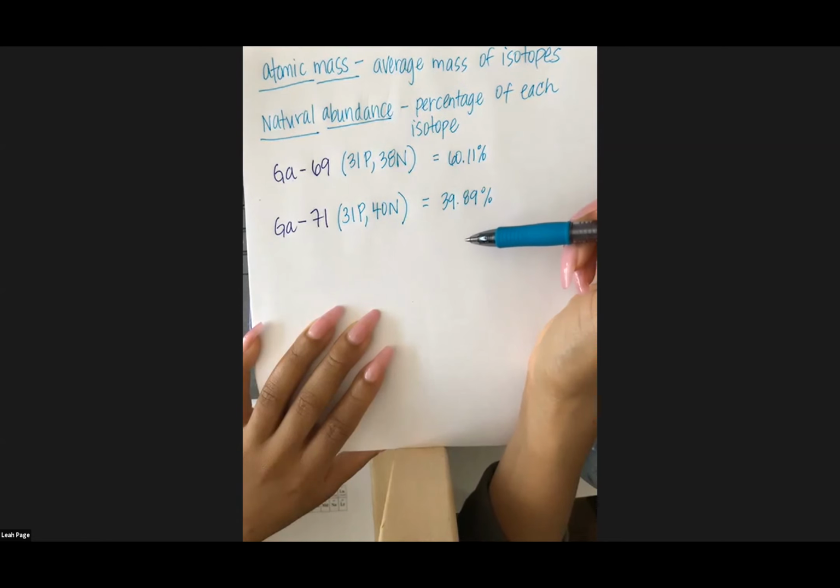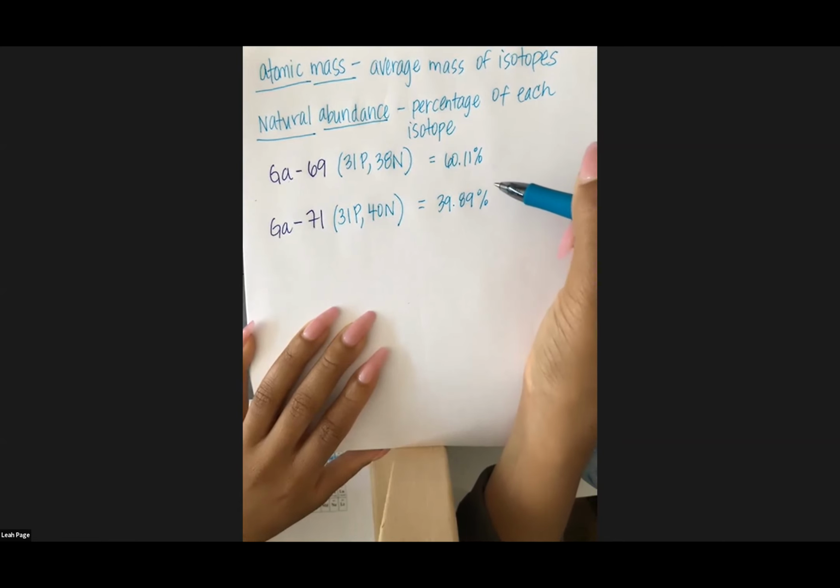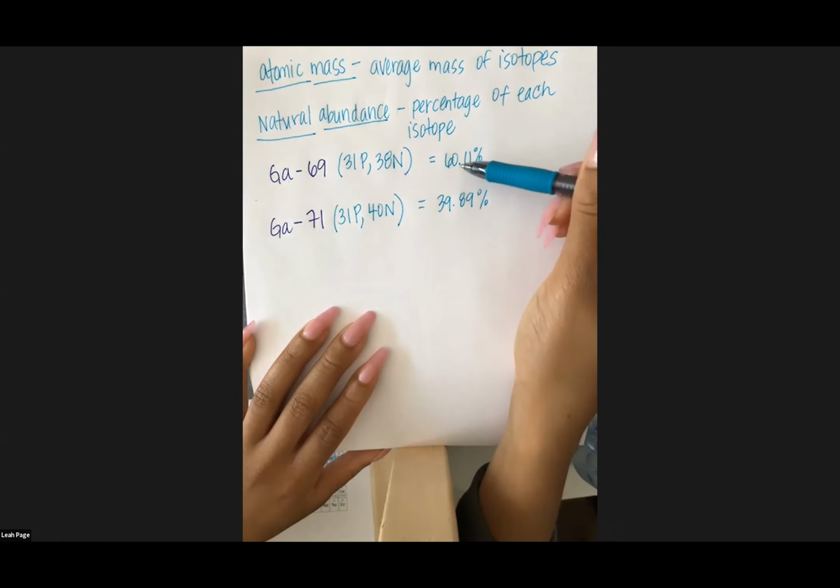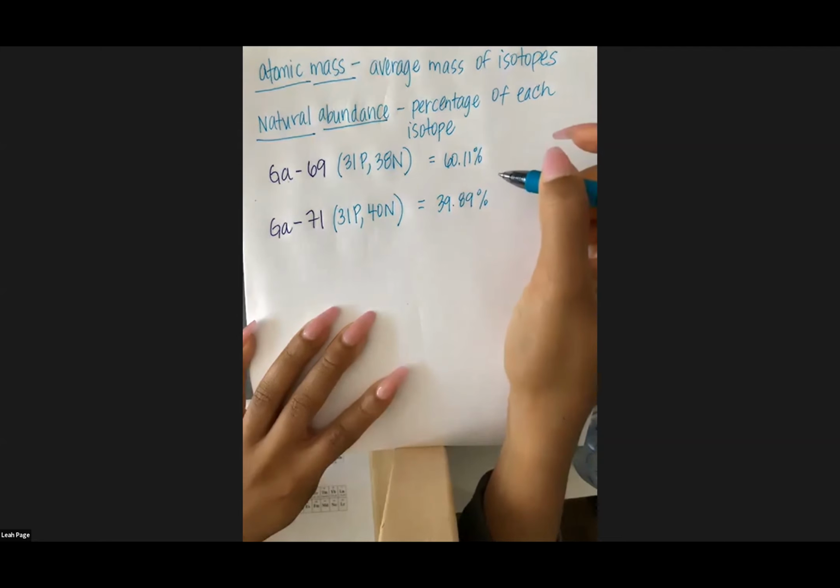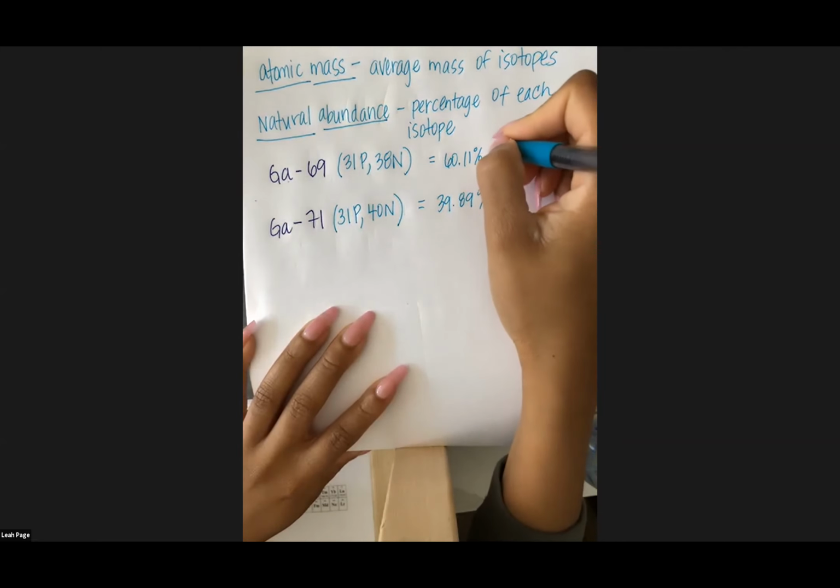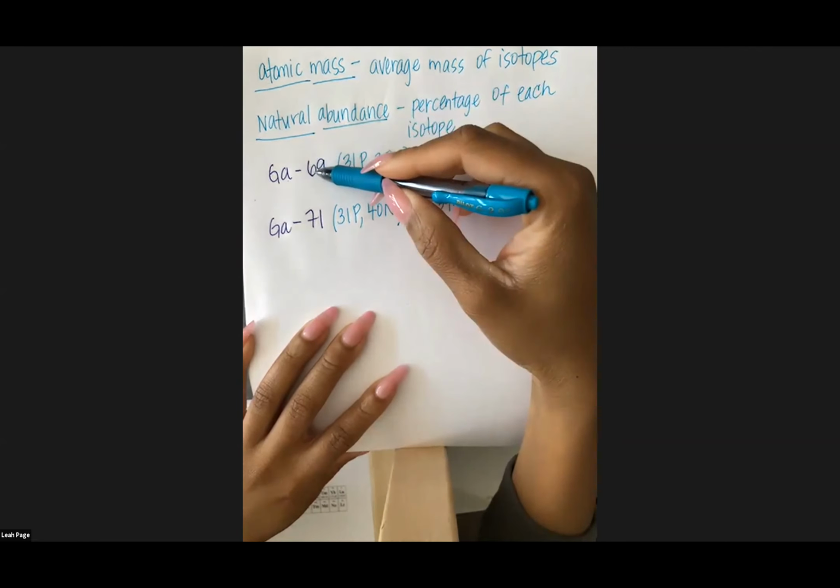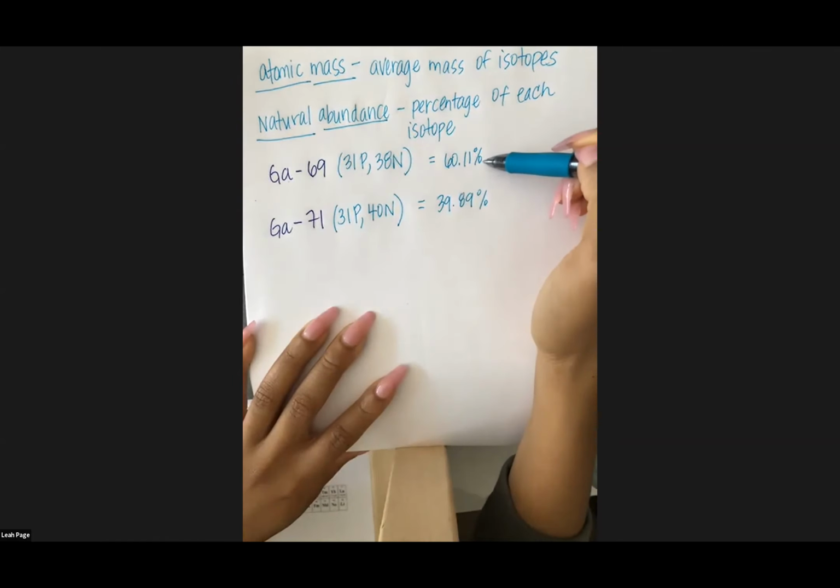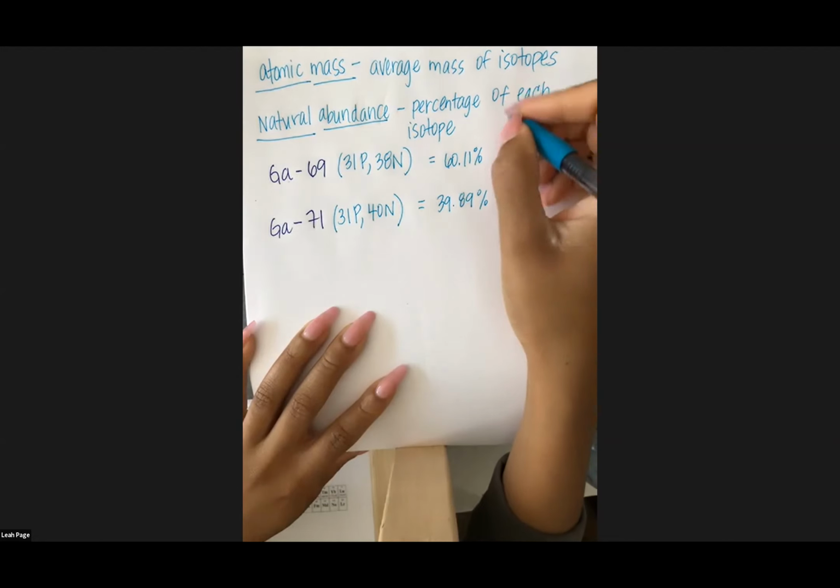How do you get that 60%? I know how you get to 39, but it's given to you, and I'll show you on the interactive periodic table how you can look this stuff up too. But you can just Google it. In the question, if we're having to calculate, these numbers are always going to be given to you. So gallium 69, there's 60% of it. Gallium 71, there's almost 40% of it.